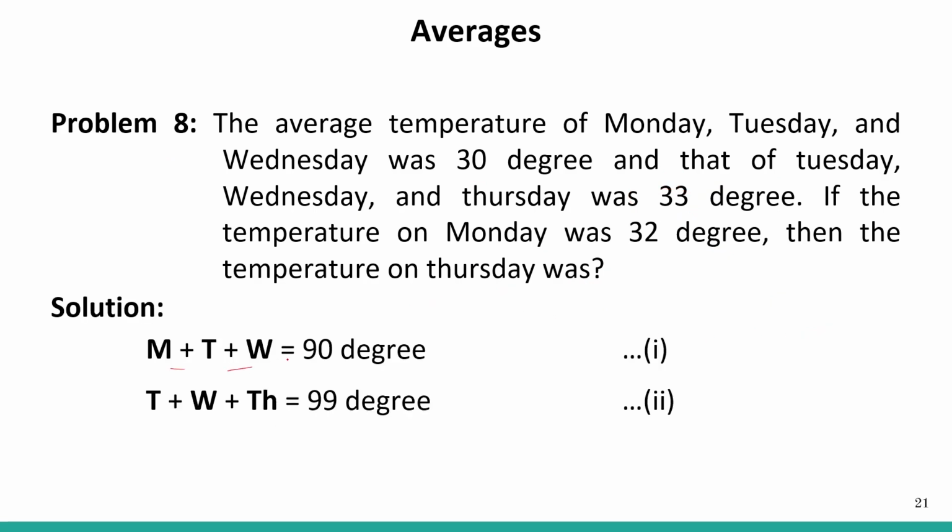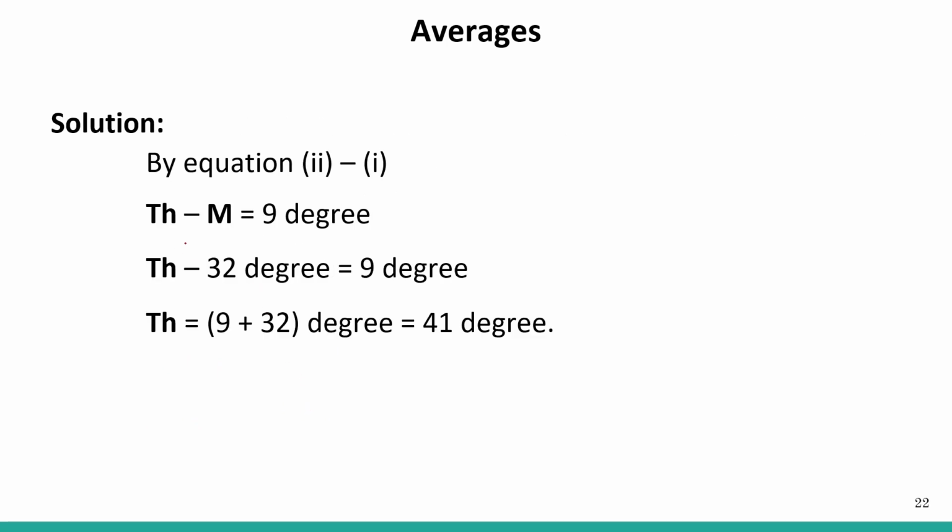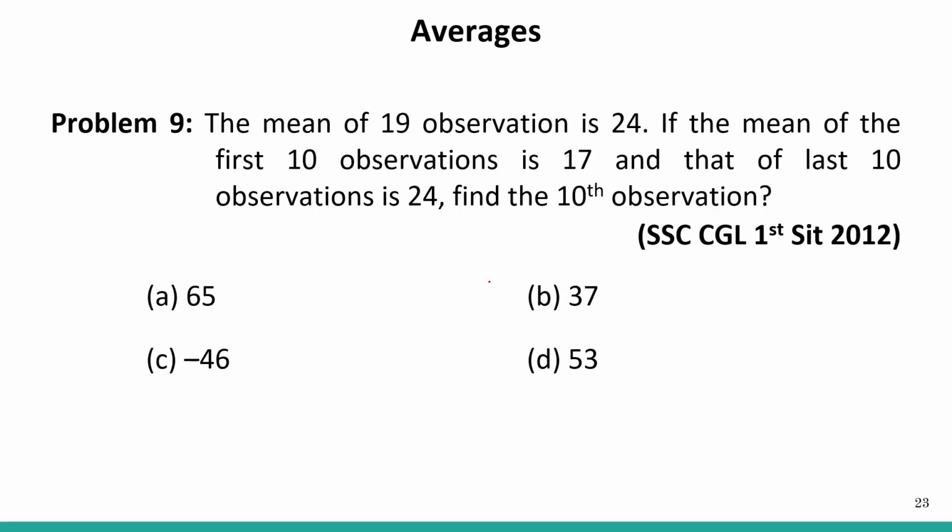So Monday plus Tuesday plus Wednesday is equal to what? 90 degrees. So Tuesday, Wednesday and Thursday temperature was 99 degrees. Okay, so Thursday minus Monday will be what? 9 degrees. Thursday minus 32 will be 9 degrees. So Thursday is equal to what? 32 plus 9 is equal to 41 degrees. So 41 degrees will be the correct answer.